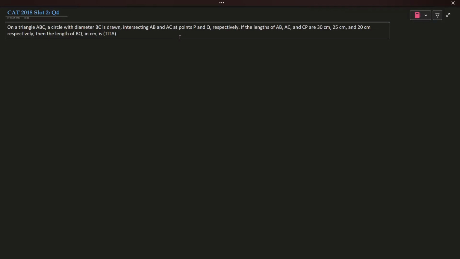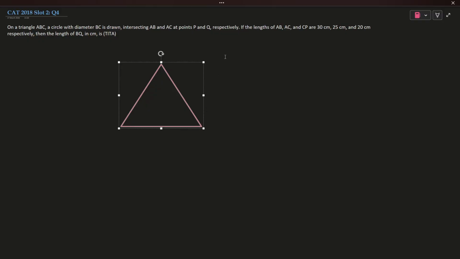So on a triangle ABC, we have a triangle ABC. A circle with diameter BC is drawn, intersecting AB and AC at points P and Q respectively. Lengths of AB, AC, CP are given. Then the length of BQ. Okay. In geometry, as I have already mentioned in many of my previous videos, always draw the diagram. We have a triangle ABC.